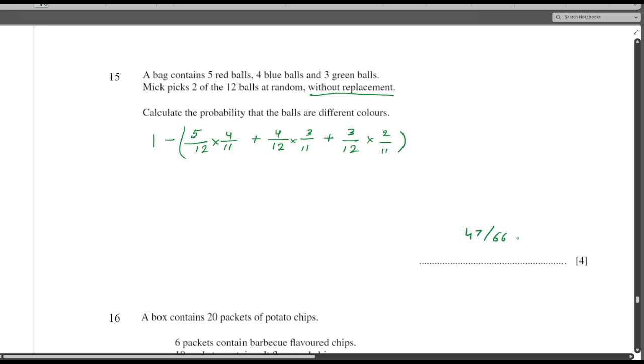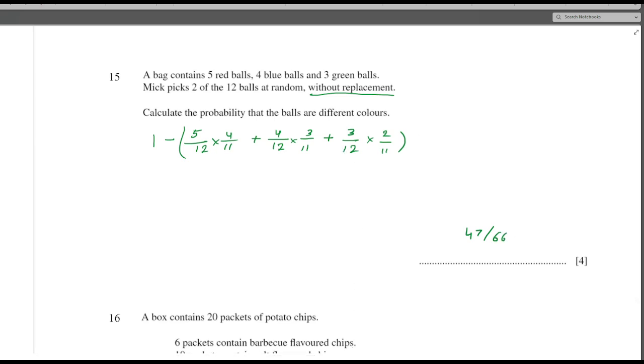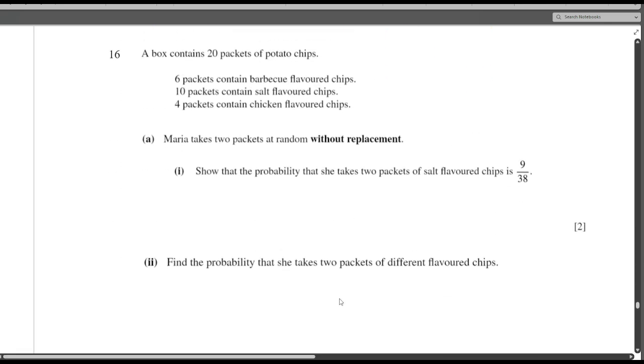47 divided by 66. So this is your question number 15. Question number 15, your answer is 47 divided by 66. Now, next question. Question number 16.